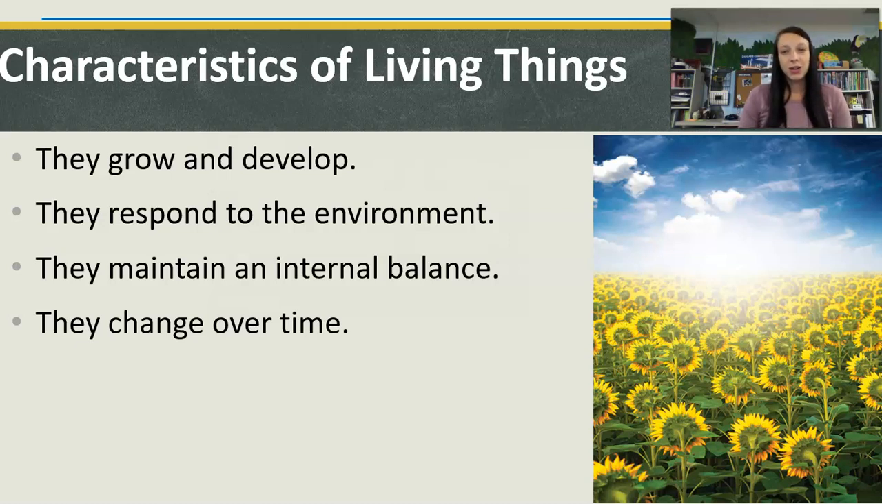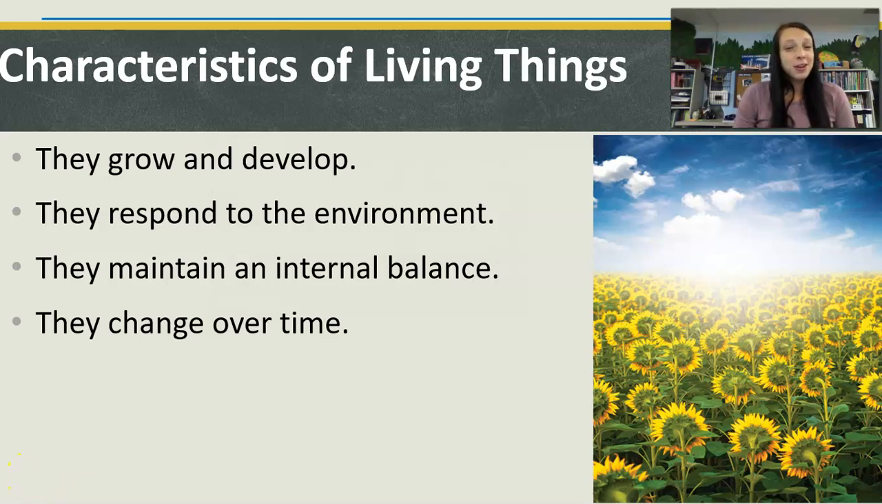Think about the sunflowers. Flowers can actually change position, and they can orient themselves towards the sun. Additionally, they respond to sunlight by undergoing photosynthesis. We don't always see or recognize the response, but a response is taking place.